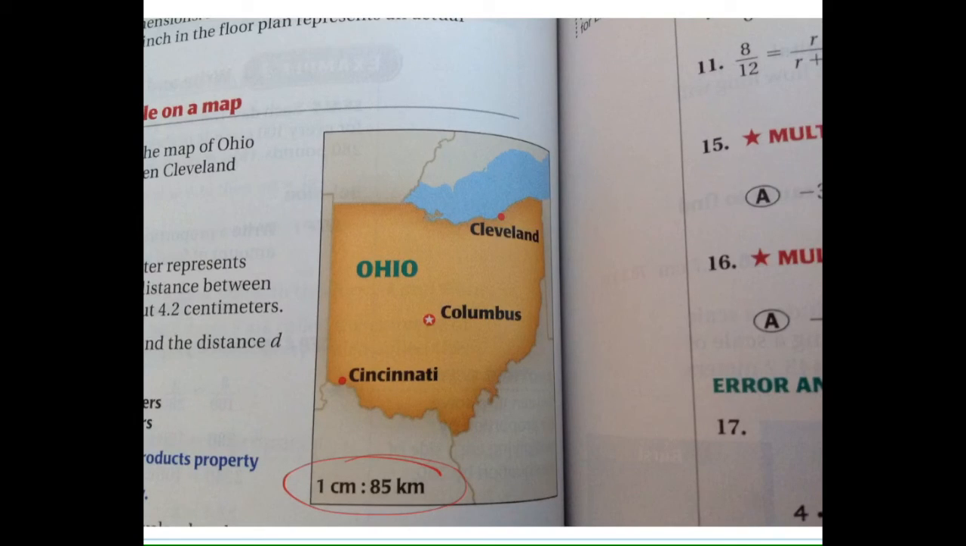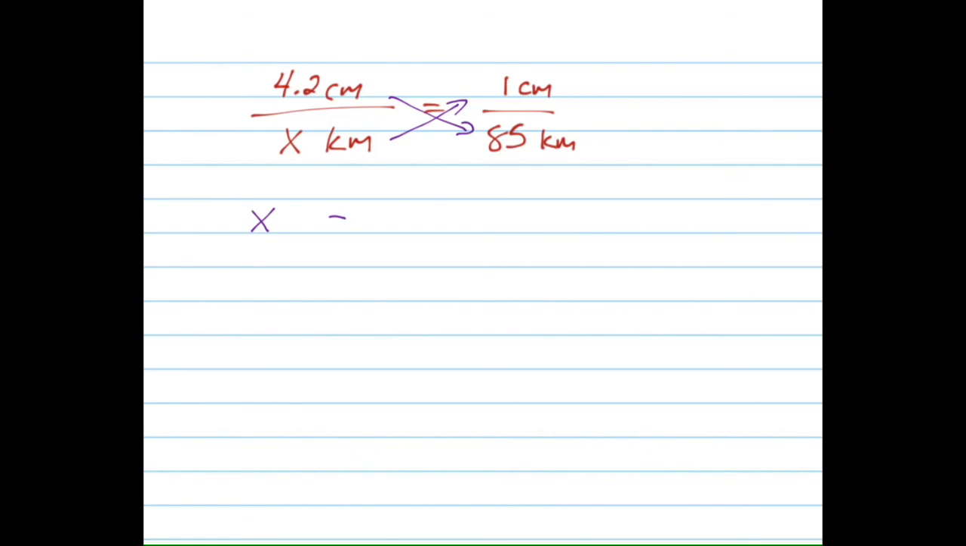I'm sorry? Around 4? 4 what? About 4.2-ish? So it's about 4.2 centimeters. We want to know how many kilometers that equates to. Now we know from the scale given on the map that 1 centimeter equates to 85 kilometers. So we cross multiply, and we have x equals 4.2 times 85.